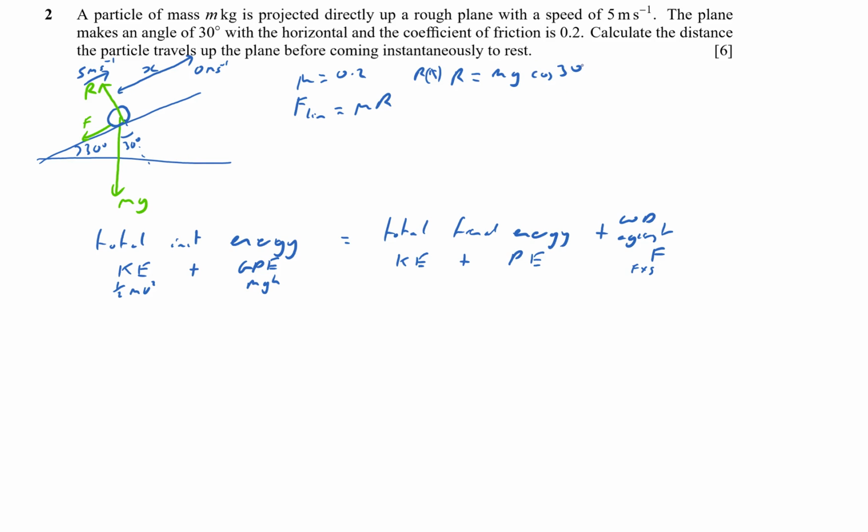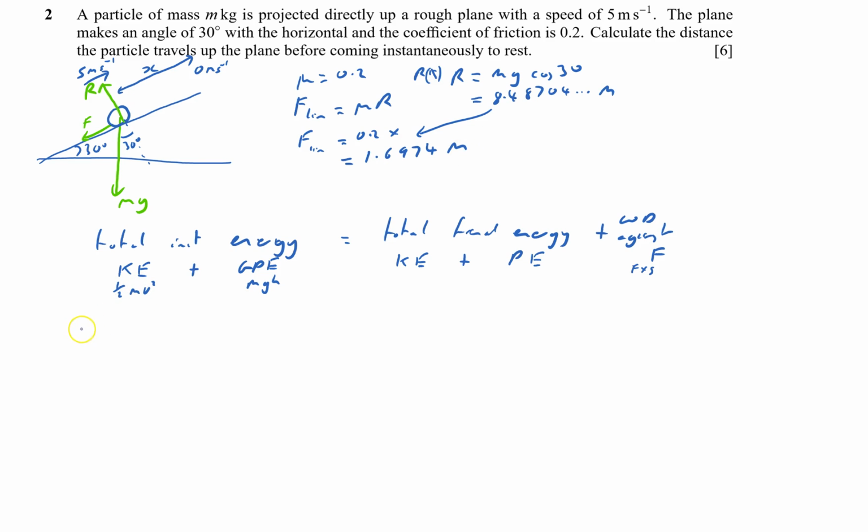And that is 8.48704. So now I know that F lim equals mu, which is 0.2, times that, which equals 1.6974 times, well, I should have an m there, shouldn't I? That's worked out g cos 30 and the m, so that'll be F lim will be that.